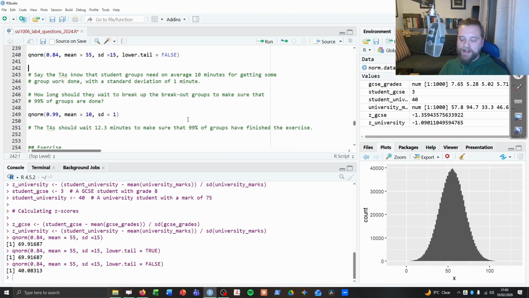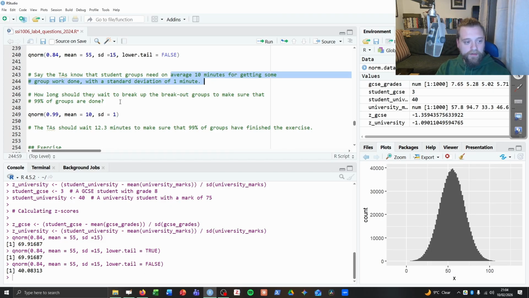So what would we practically use something like this for? Well, we might say something like this. Imagine that I had student groups that I was giving a task that I knew on average would take around 10 minutes. I also know that those groups would finish the task with a standard deviation of 1 minute. So say I've calculated this from previous groups.